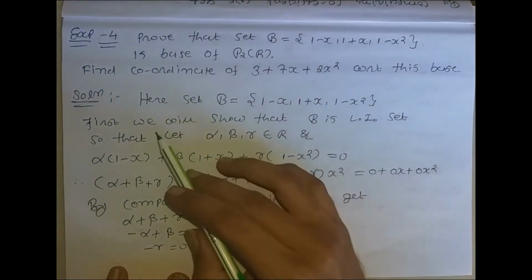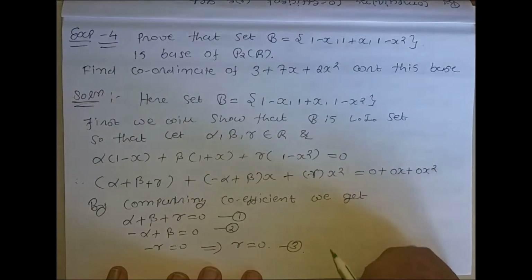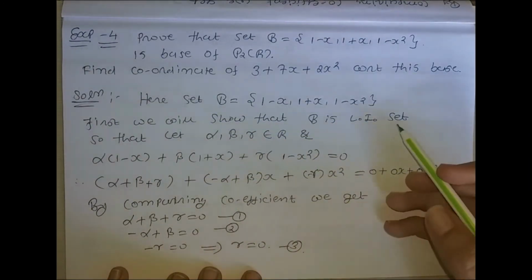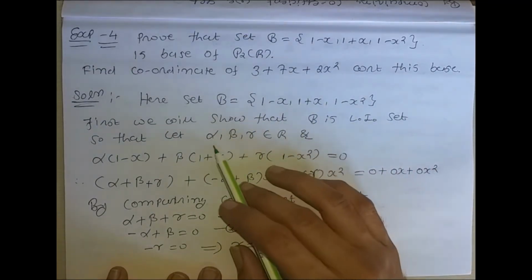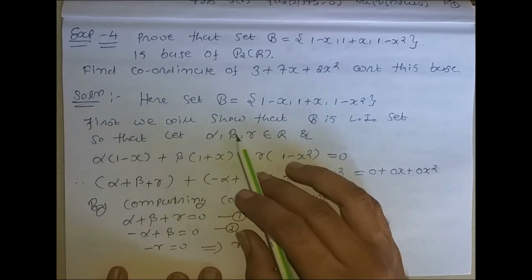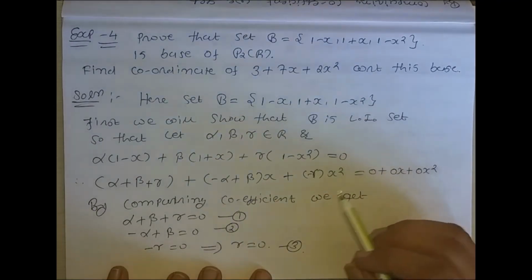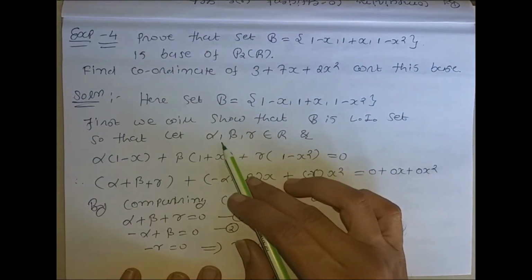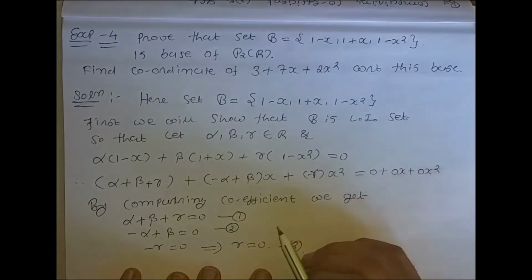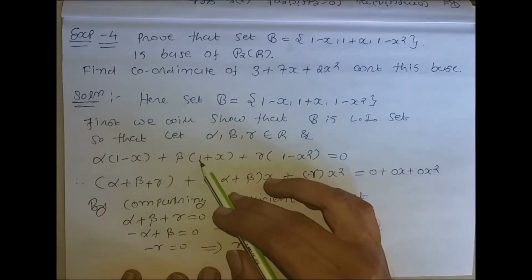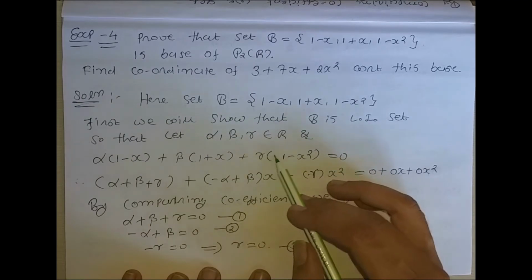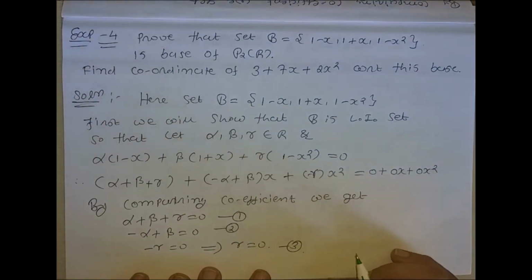First of all, we will show that B is a linearly independent set. To show linearly independent, we consider three scalars because there are three elements. Consider three scalars alpha, beta, gamma belongs to R. Consider the linear combination of these scalars with these vectors. We get alpha into 1 minus x plus beta into 1 plus x plus gamma into 1 minus x square.